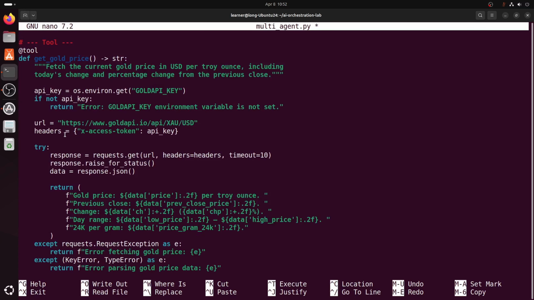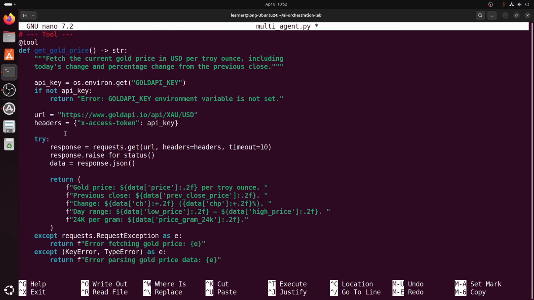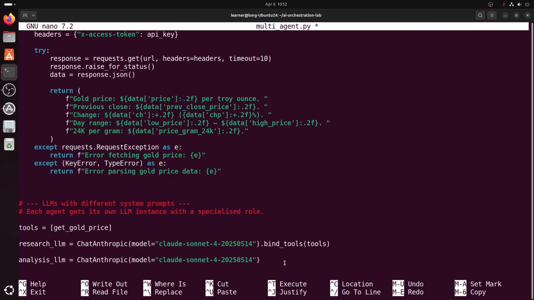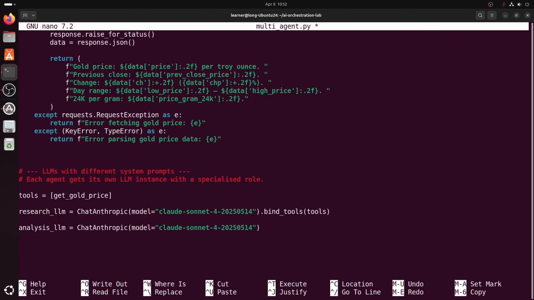The tool is the same gold price fetcher from tutorial 3. Nothing changes here. Now the new part, 2 separate LLM instances. The research LLM has tools bound to it. It can fetch gold prices. The analysis LLM has no tools. It works purely with the data already in the state.